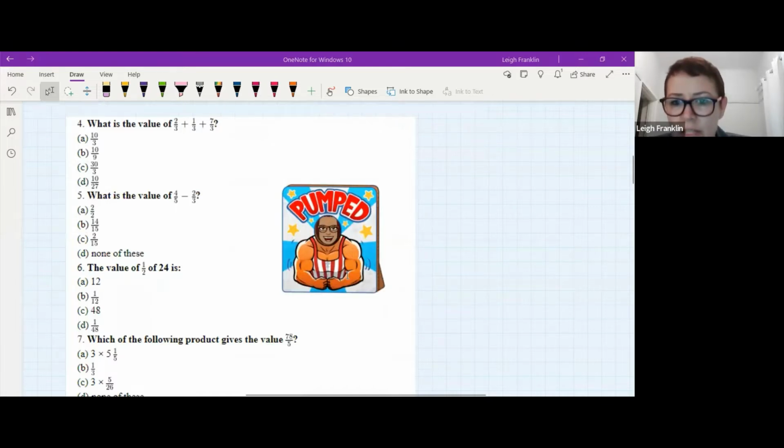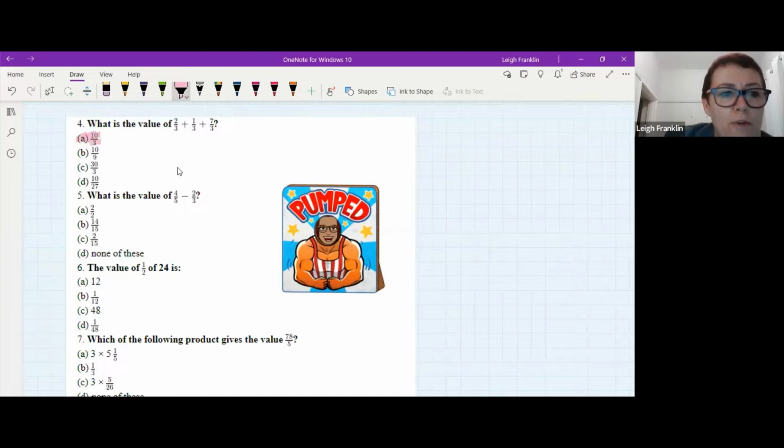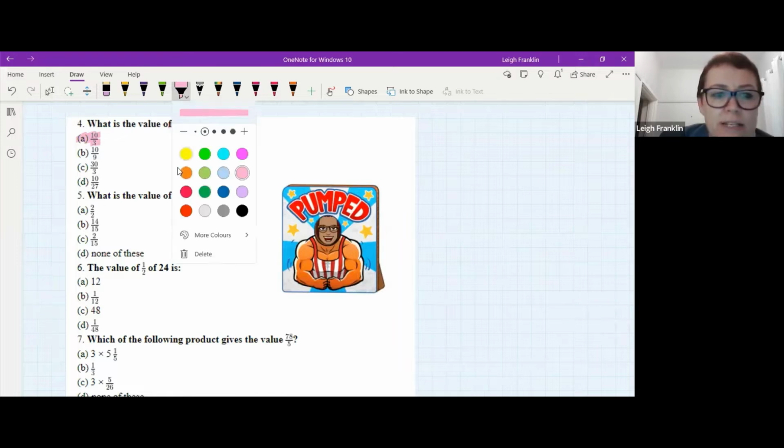Now here's a more challenging one. Let's see who's next on our list. Ranghuato, what would you say the answer is to number 4? I think the answer is A. You are perfect. Well done. They all had the same denominator, so we kept the denominator and added the numerators. Excellent. Well done.